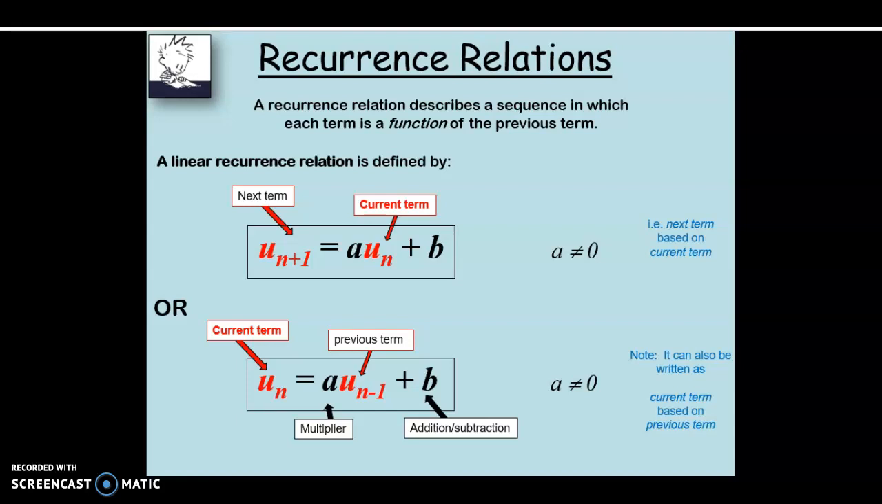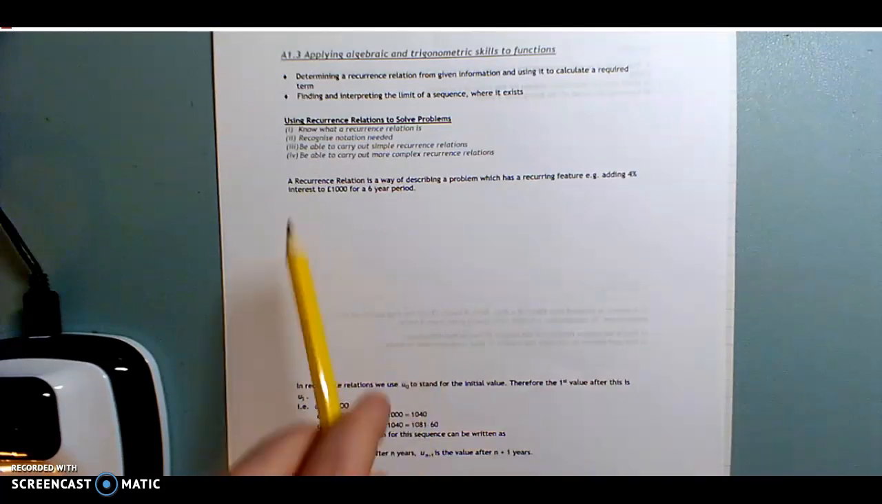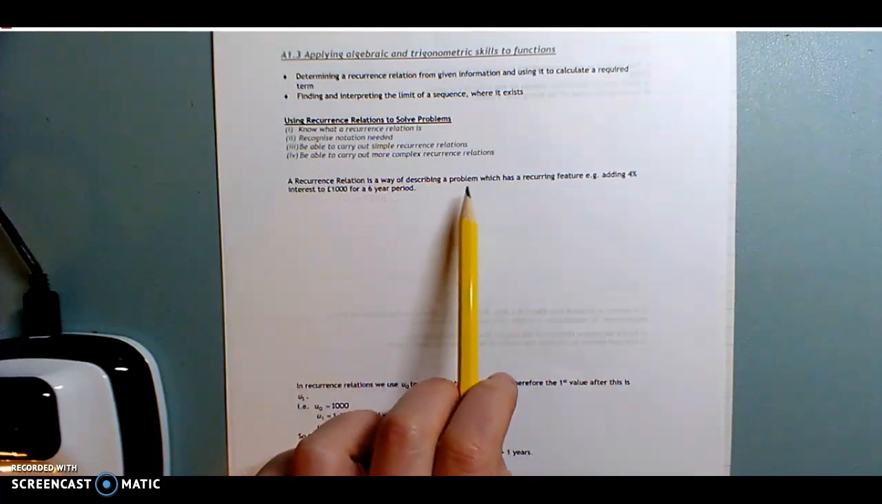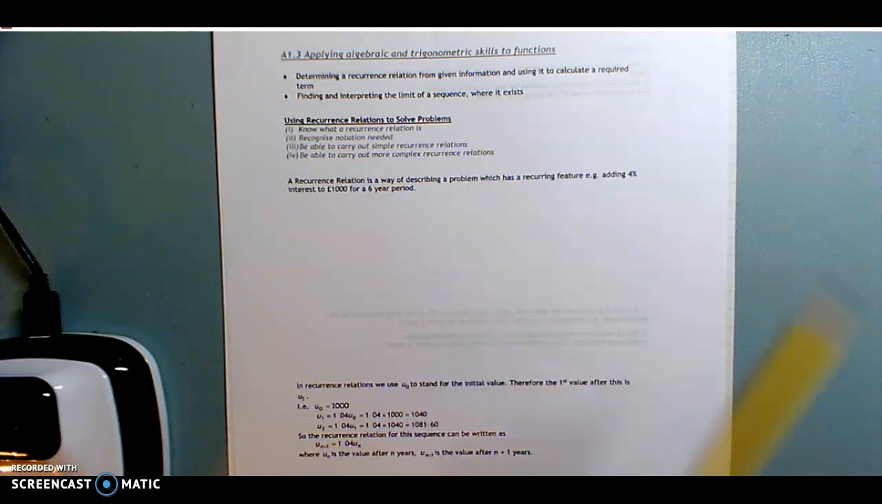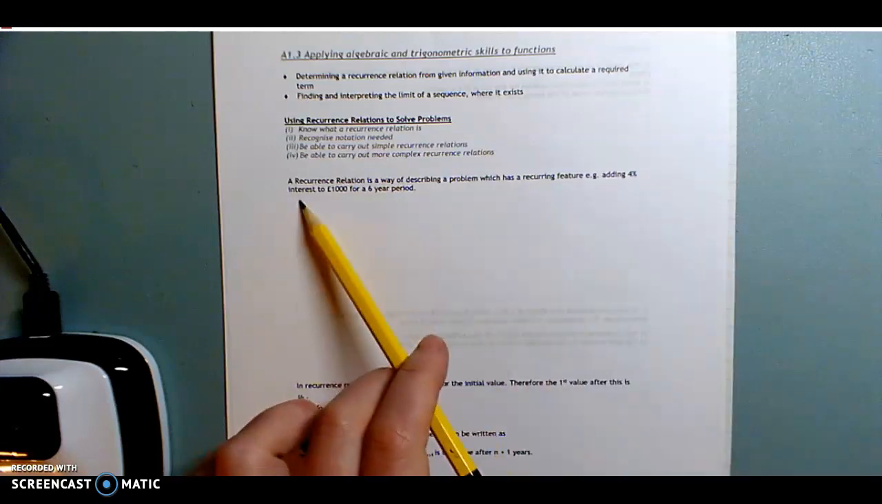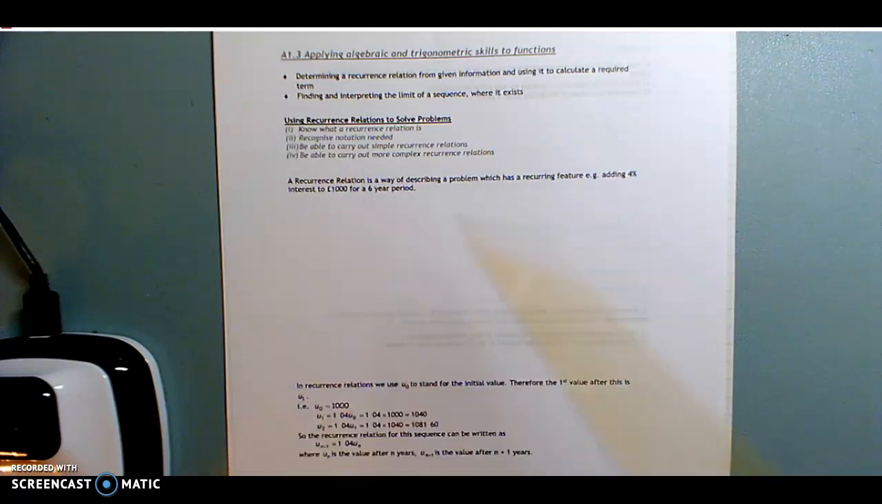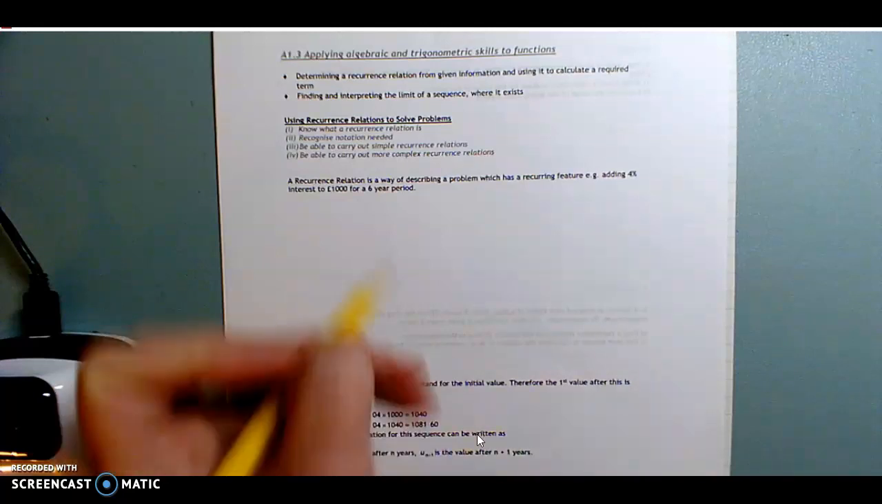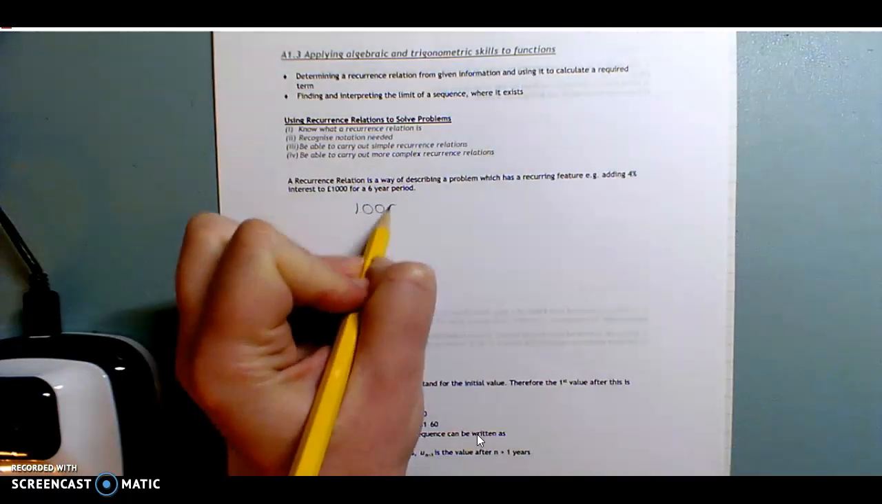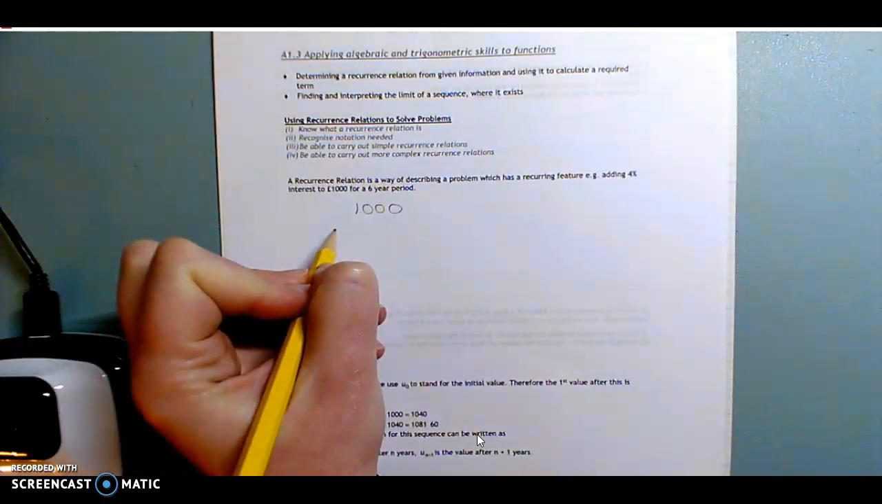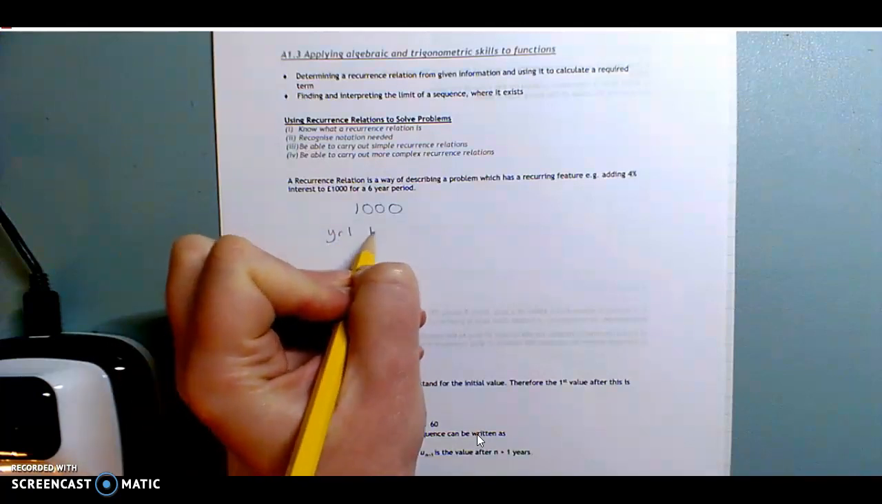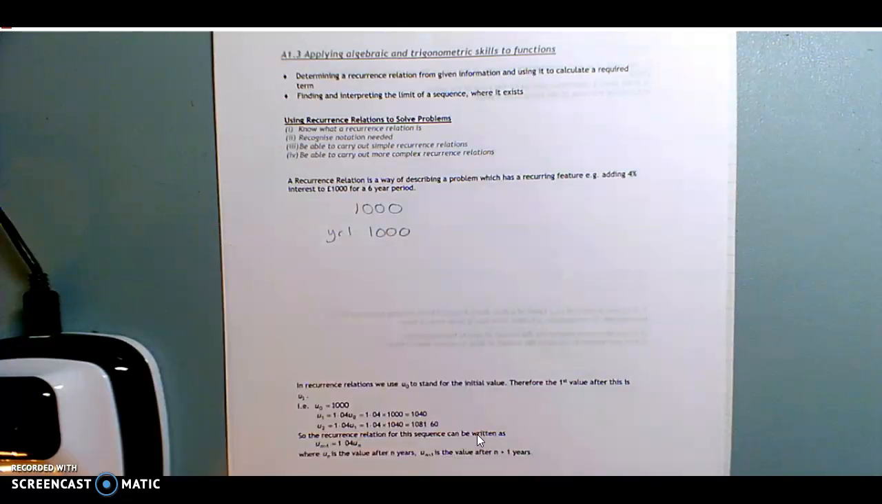So let's look at an example. So we know a recurrence relation is a way of describing a problem which has a reoccurring feature. An example of this is adding 4% interest to £1,000 for a 6-year period. Now, we know how to do this, so let's take a quick look. We know we're starting with £1,000, and then after our first year, we know we're increasing, so we have our £1,000 and we're adding 4% interest to that.